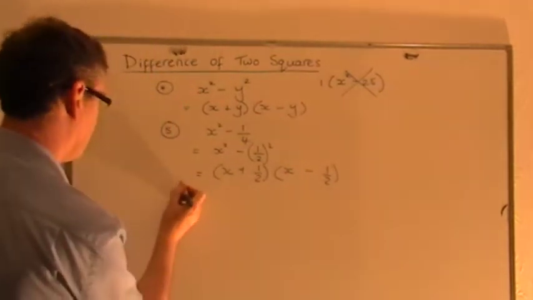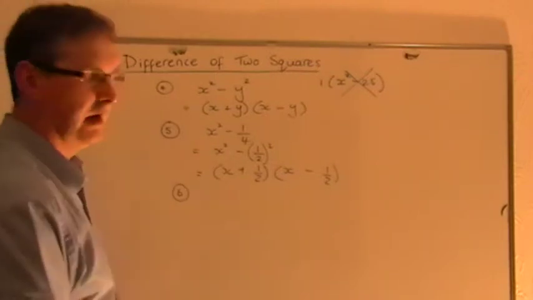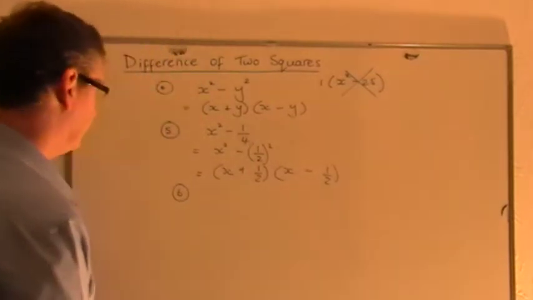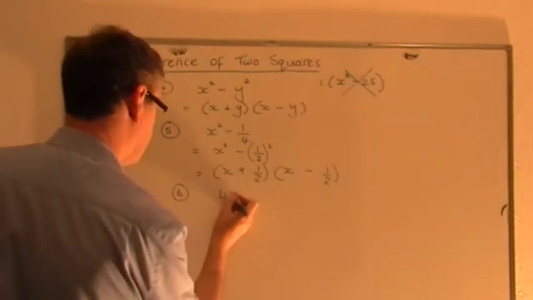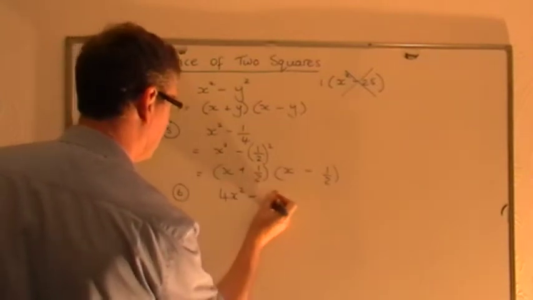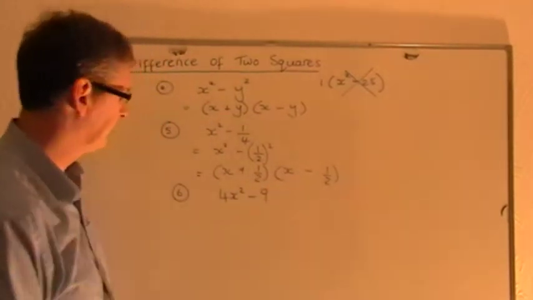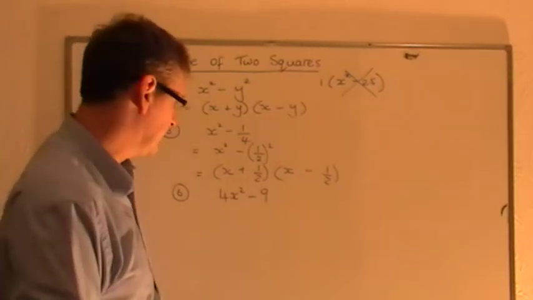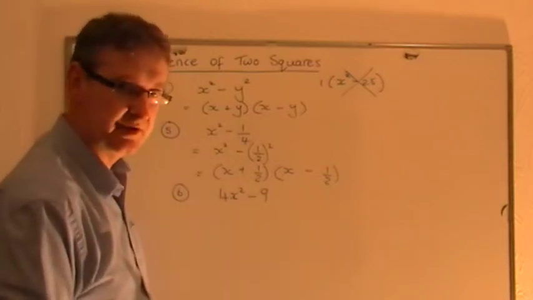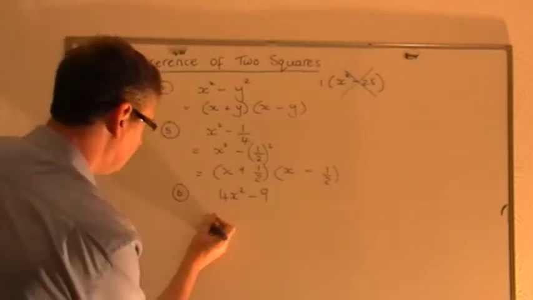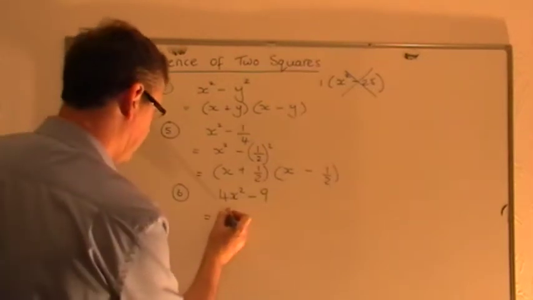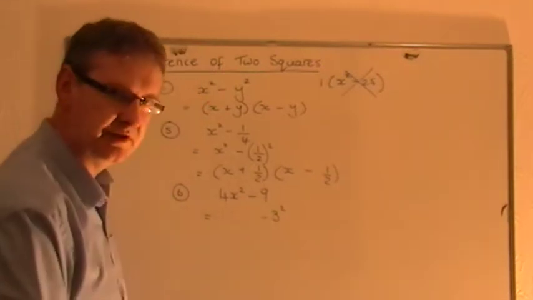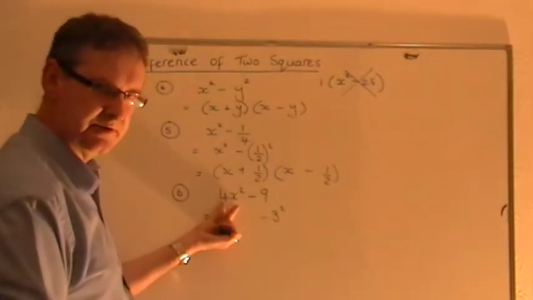Okay, question 6. Quite often this sort of thing happens, and this is where people start really getting a bit confused. You might have something like this: 4x squared minus 9. To me that stands out like a sore thumb as difference of two squares. There isn't a common factor. You can try as much as you like, there's no common factor there. It's going to be the same as, take away 3 squared, because 9 is the same as 3 squared.